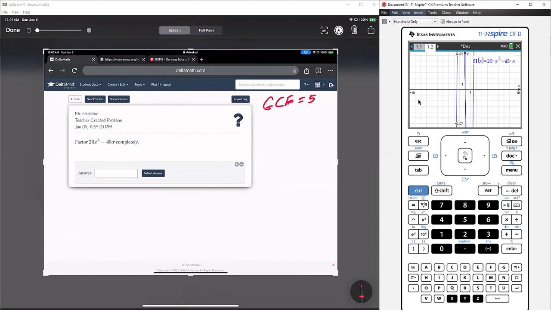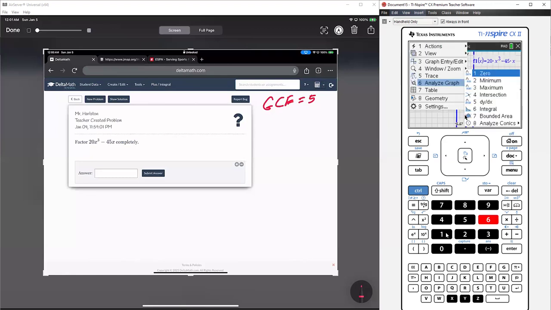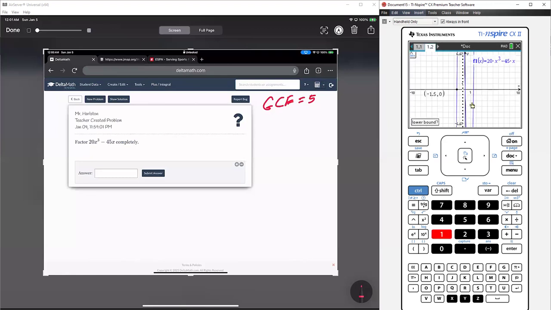We're going to do menu 61, and we're going to start on the left. So we have a negative 1.5. We're going to do menu 61 again, and we found the middle one is 0. And then menu 61 again, and we're going to go to the right, pull it to the left. So here are our zeros: x equals negative 1.5, then x equals 0, and then x equals 1.5.